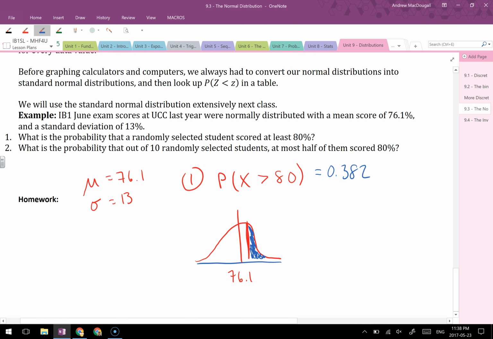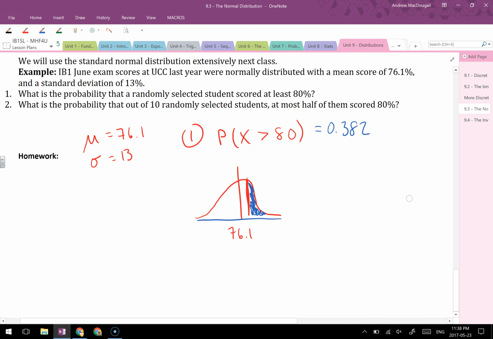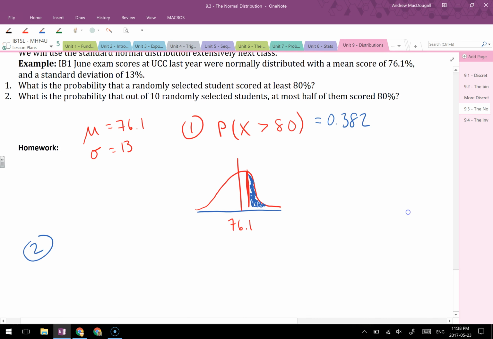And finally, let's do number 2. Now, number 2 is a common sort of thinking question that pops up on these sometimes. So we want to know, what is the probability that out of 10 randomly selected students, at most half of them scored 80%? Now, this actually brings us back to binomial probability. What we're doing here is a binomial experiment. We choose a student, either they score more than 80%, which we will call a success, or they score less than 80%, which would be kind of a fail in this situation.